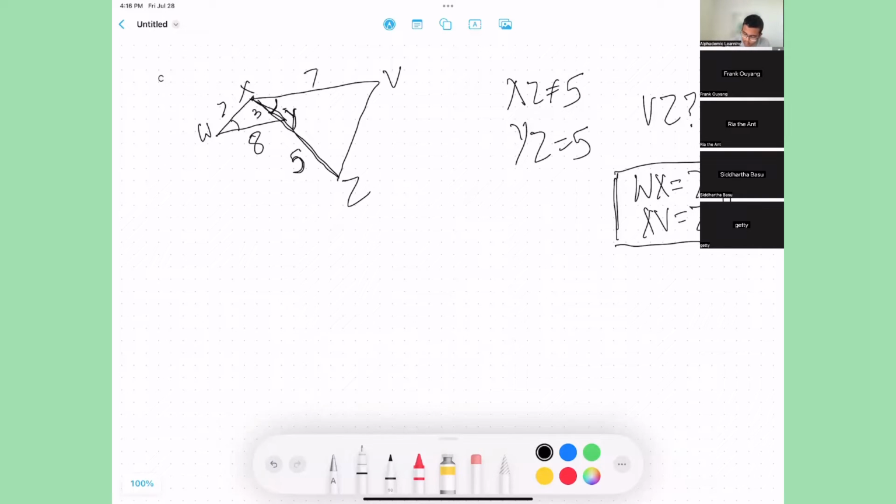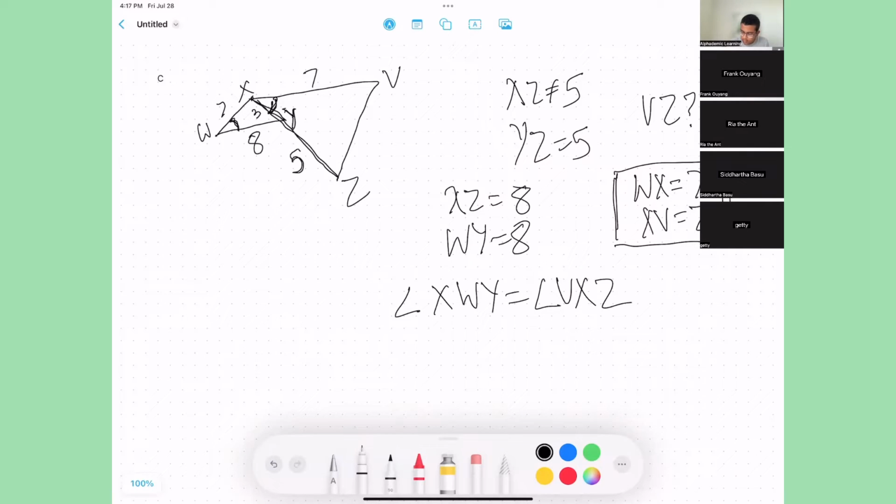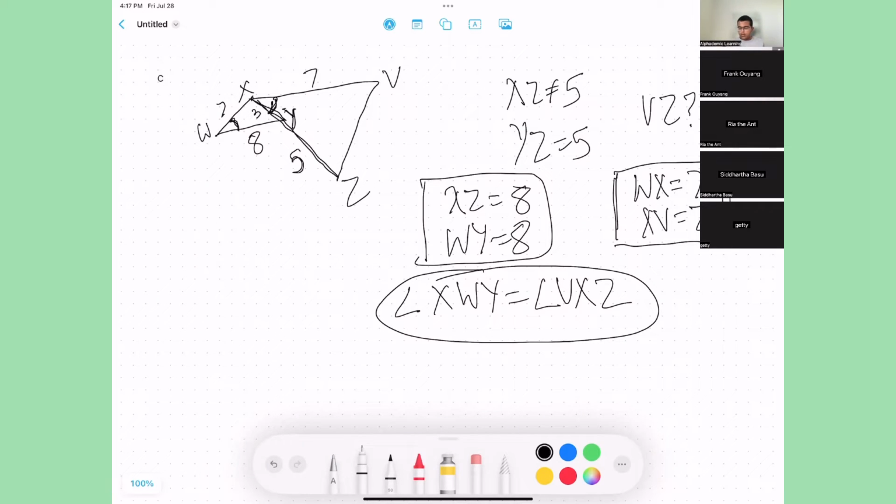The other thing is XZ equals 8. You could have just added the line segments XY plus YZ, and that would have given you XZ equals 8, and then WY equals 8, right? And then the other piece of information we need is these two angles being equal. So angle XWY equals angle VXZ. You guys notice something between WX, WY, and this angle being equal?